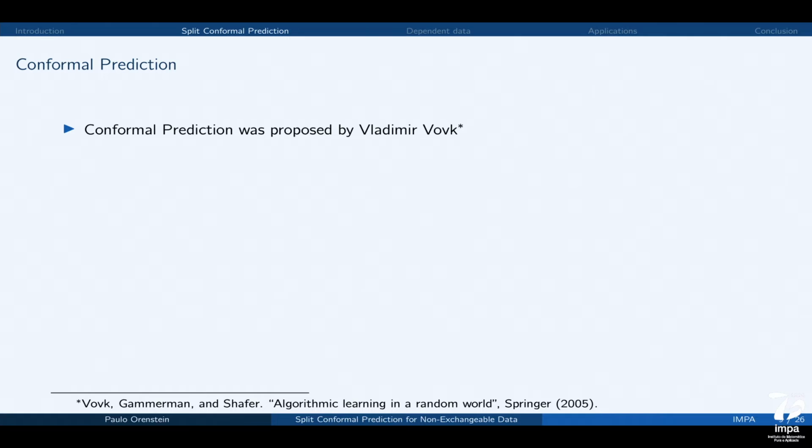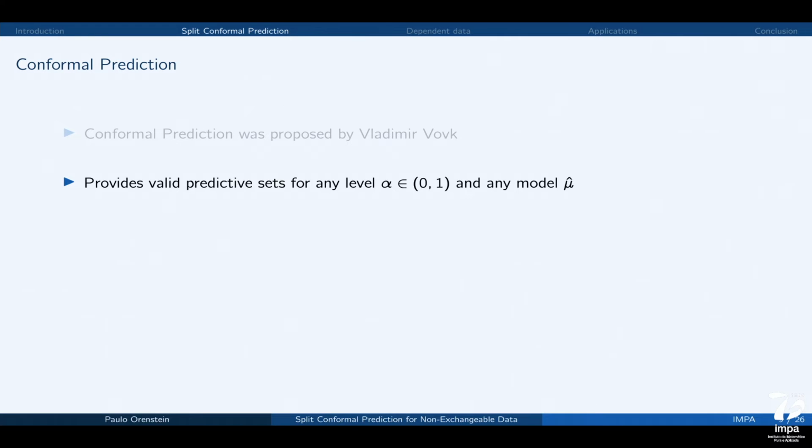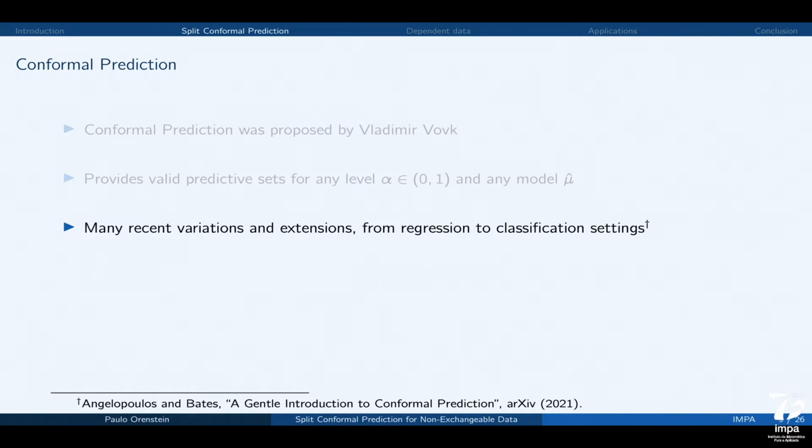So the field of conformal prediction was proposed by Vladimir Vovk in 2005, not that long ago, but the idea started picking up steam recently. Vovk was one of Kolmogorov's last students. The idea is to give you valid predictive sets for any level alpha and any model mu hat. There are many, many extensions of this idea. It works for regression, where we're trying to predict a real number. It works for classification, where we're trying to predict a category. I'm going to focus on the regression case today, but that's just for convenience.